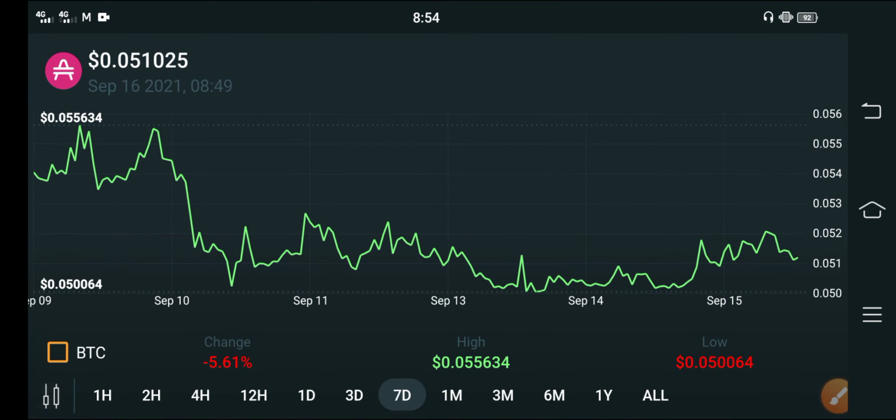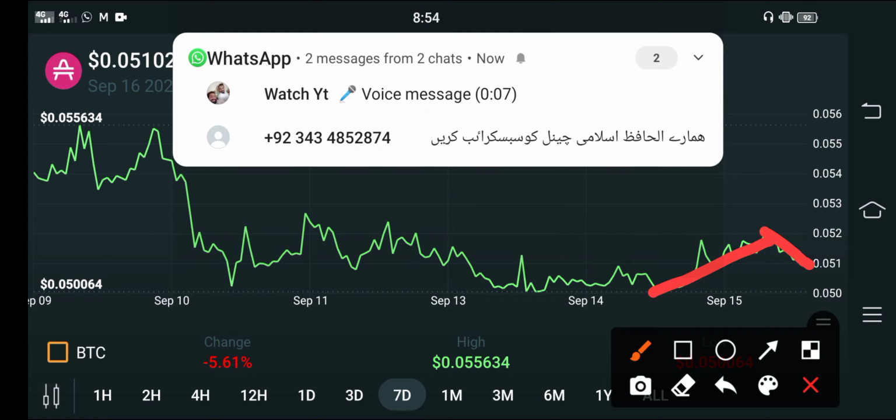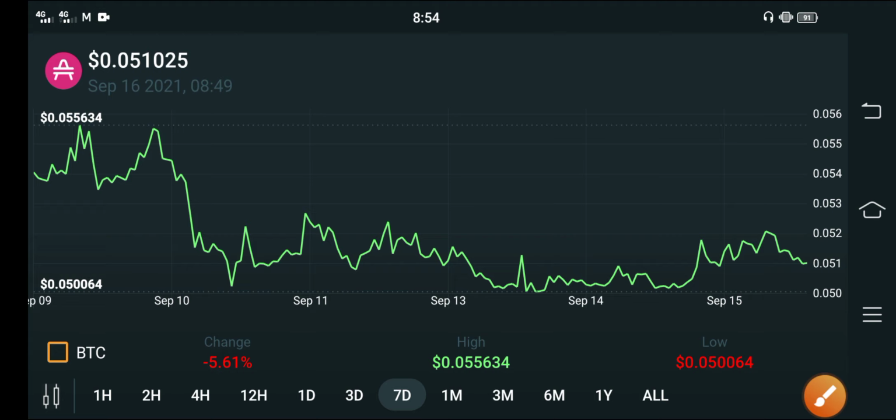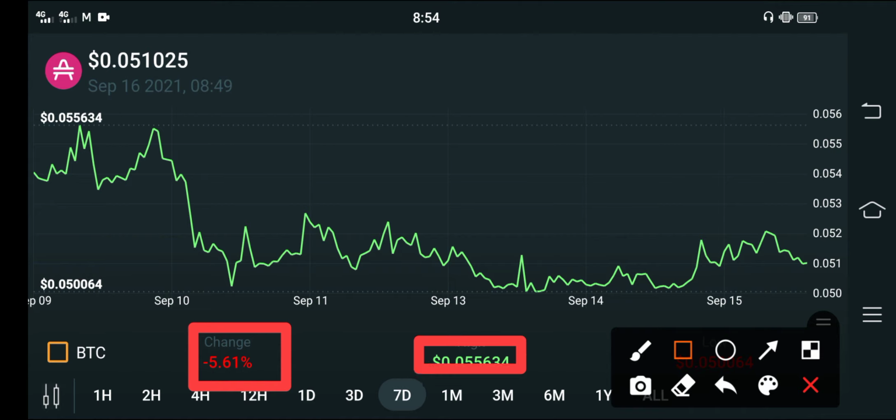in this time, guys? Now you can see, guys, for a short time the price jumped again. Now in the latest situation the price decreased again, guys. What should we do? We can't see the future. If you look at the changes of AMP coin, a negative 5.61% change occurred in the AMP coin, and 0.055634 USD is the highest price of AMP coin, guys.